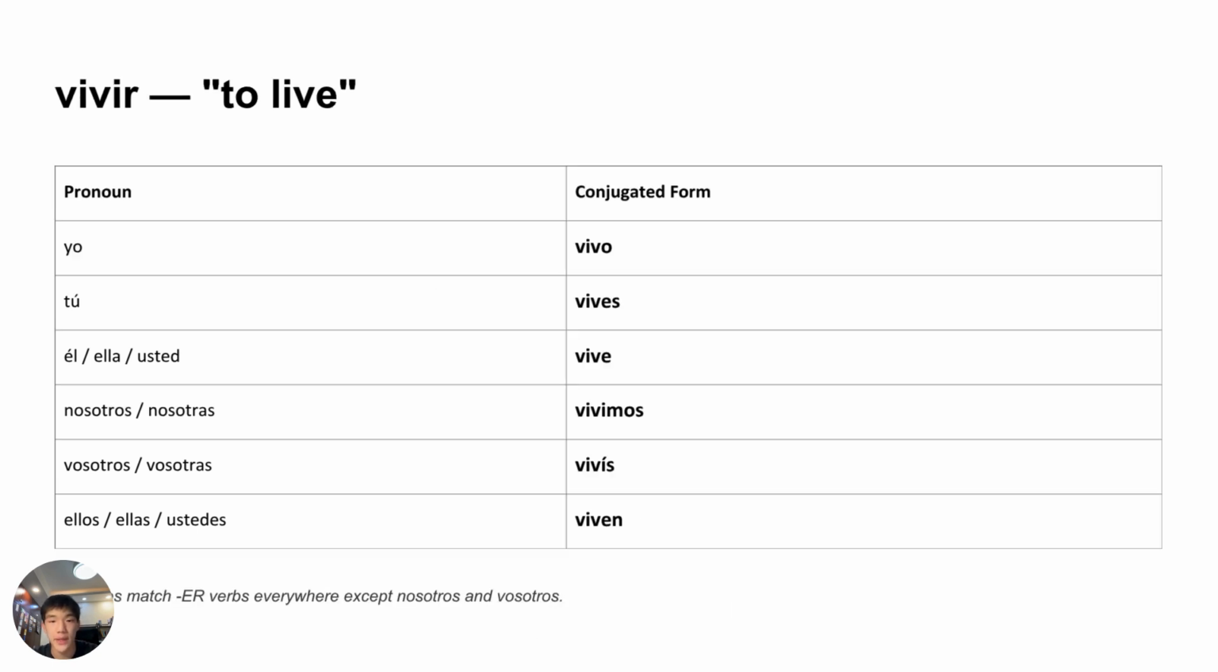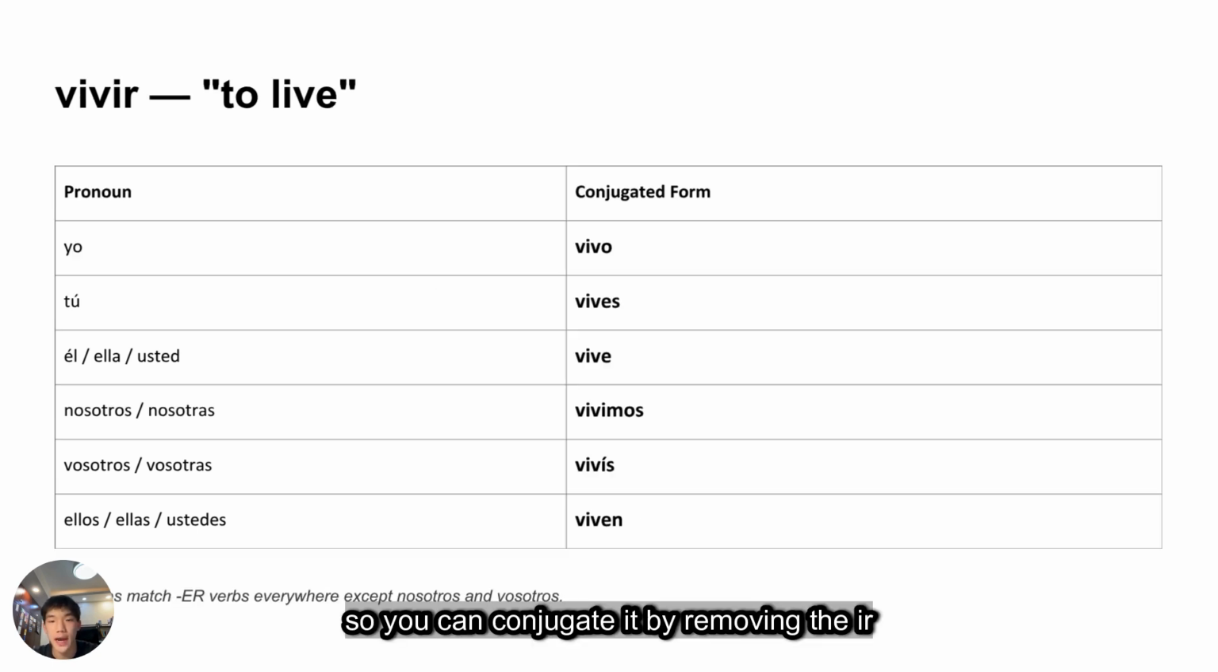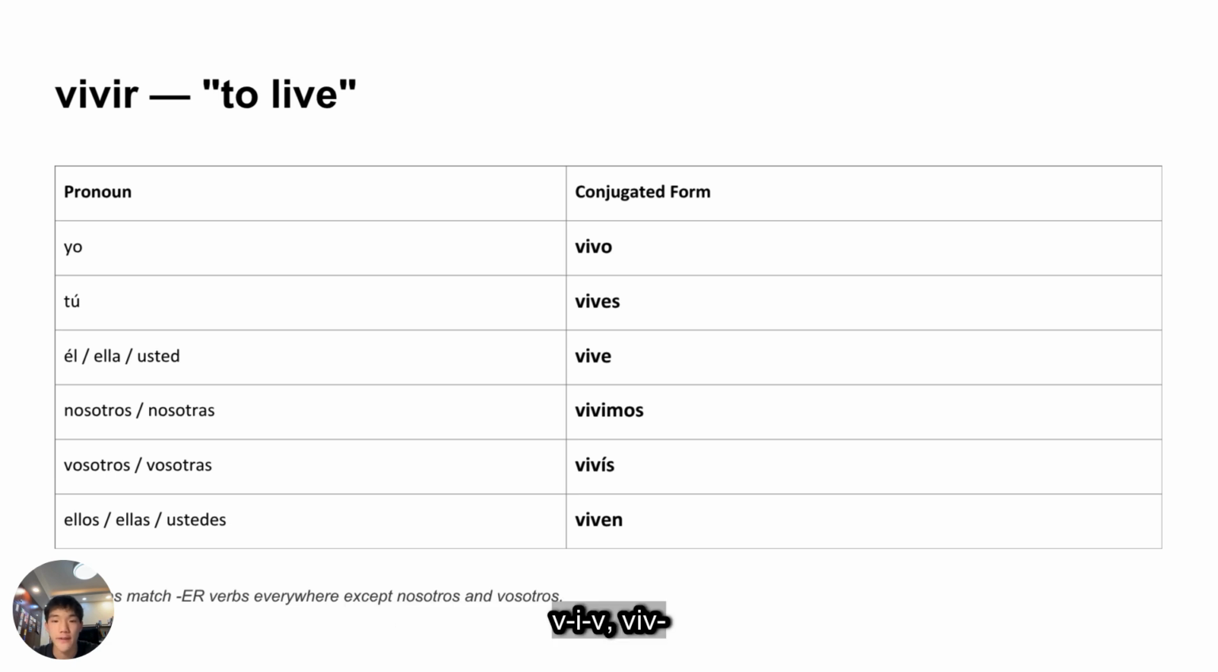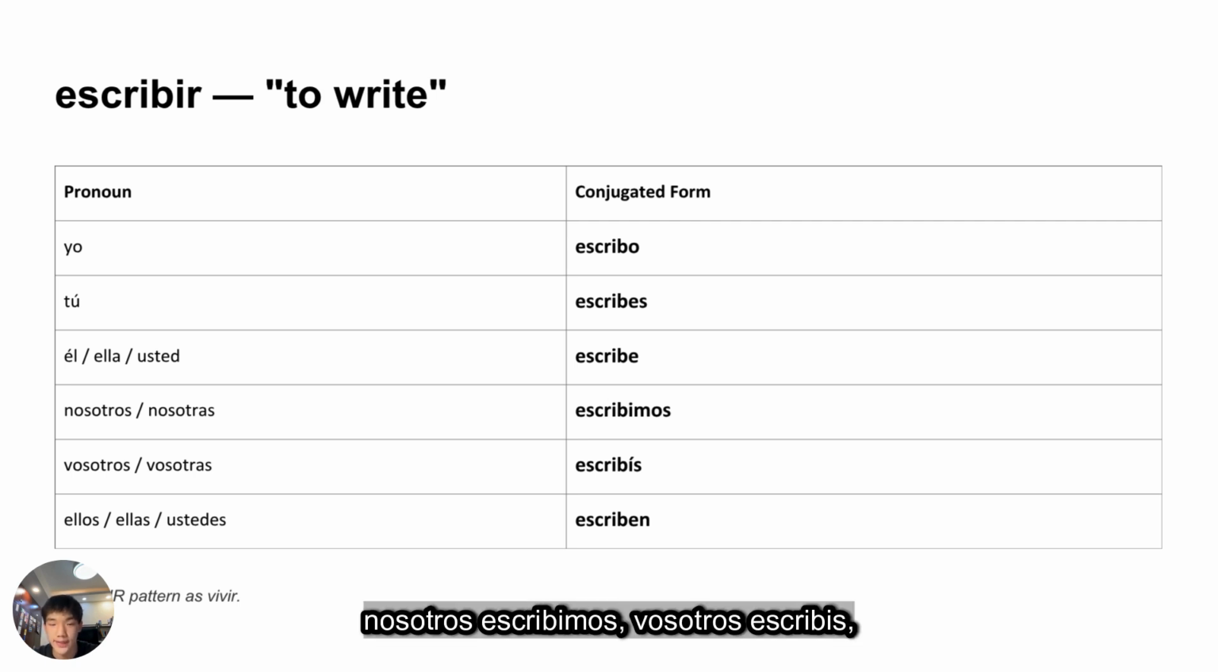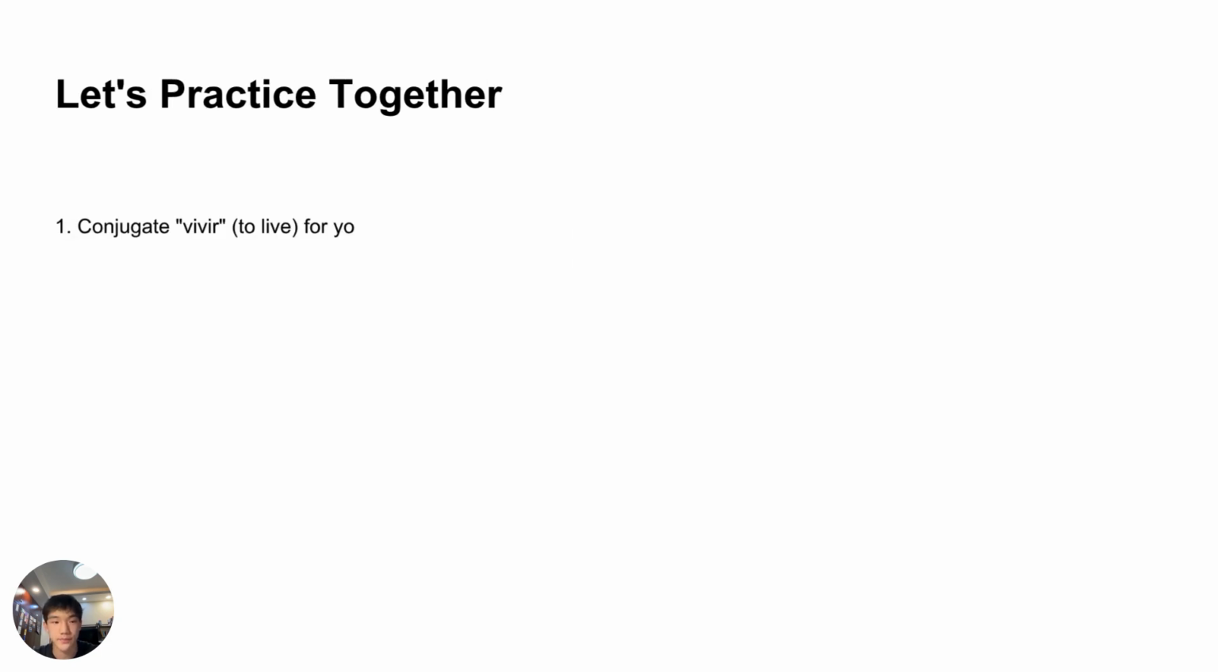Vivir means to live. So you can conjugate it by removing the IR and finding VIV, viv, as the stem. So yo vivo, tú vives, él vive, nosotros vivimos, vosotros vivís, ellos viven. Escribir, to write. Yo escribo, tú escribes, él escribe, nosotros escribimos, vosotros escribís, ellos escriben.